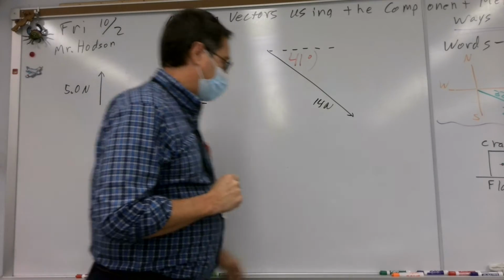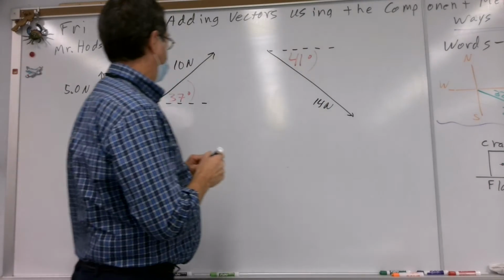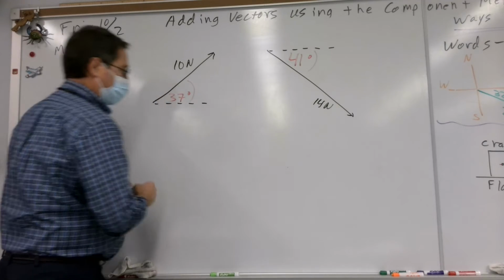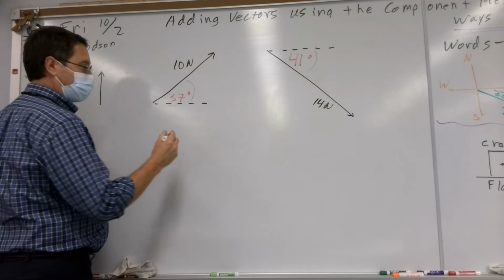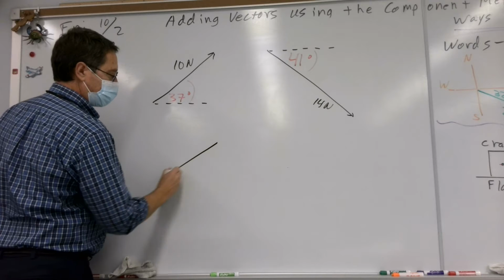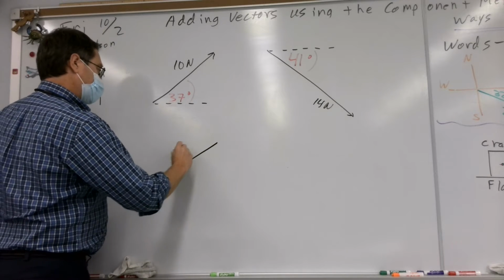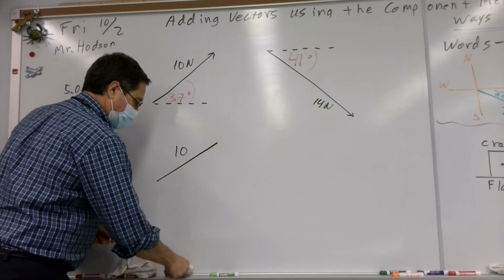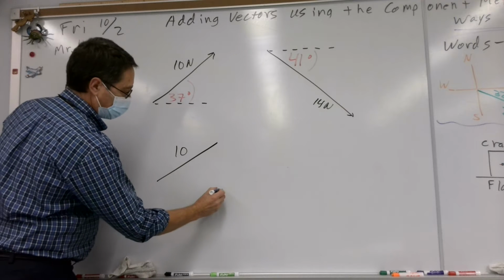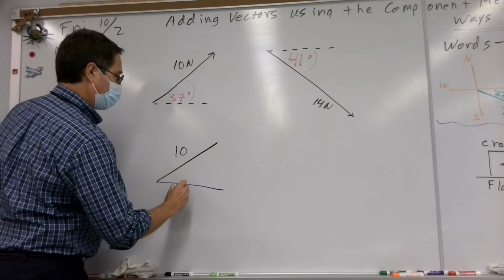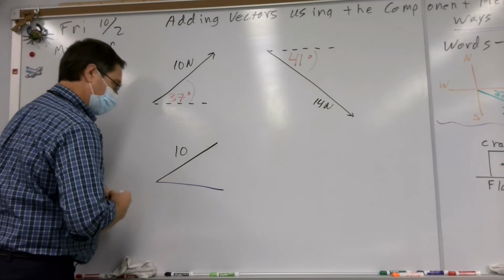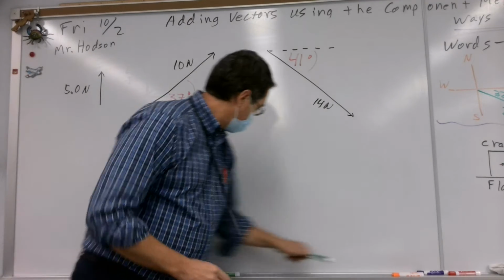So I'm going to color code my directions here. First of all, I'm going to walk you through the whole right triangle concept, okay? So this will be 10. So I'm going to leave the arrows off, and I just want you to think about a right triangle, okay? That's not very level.